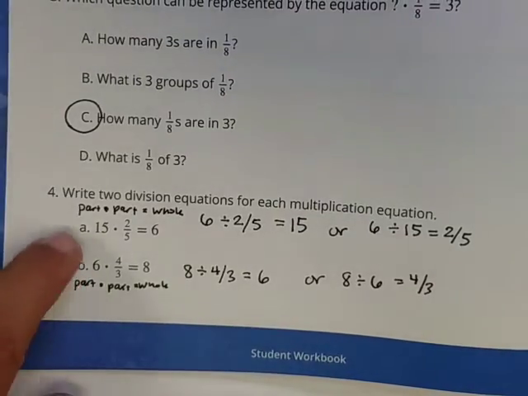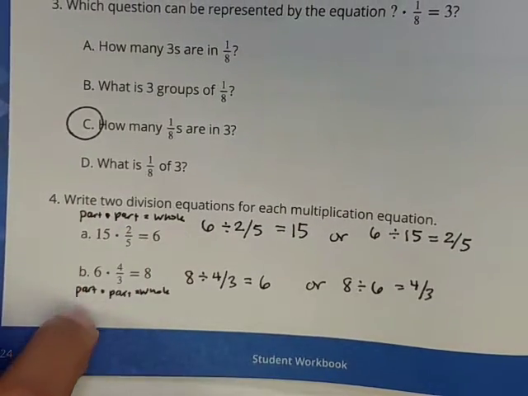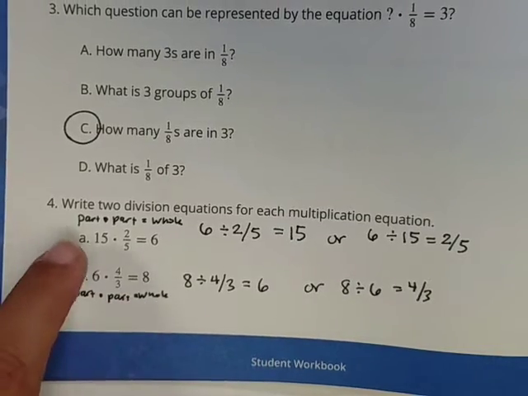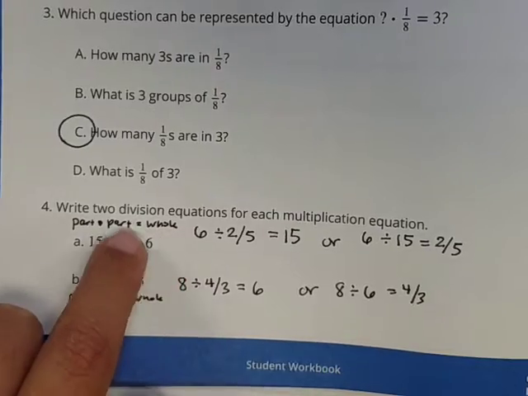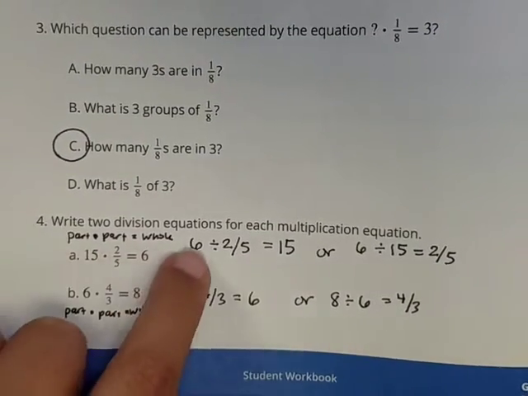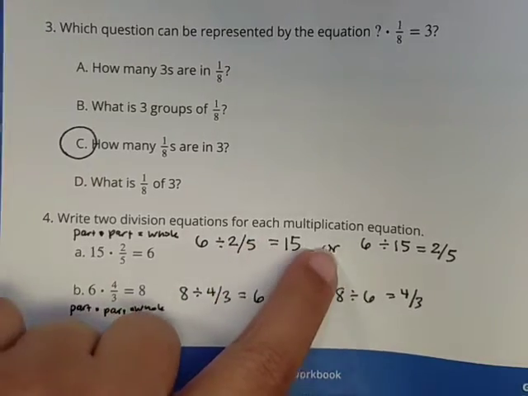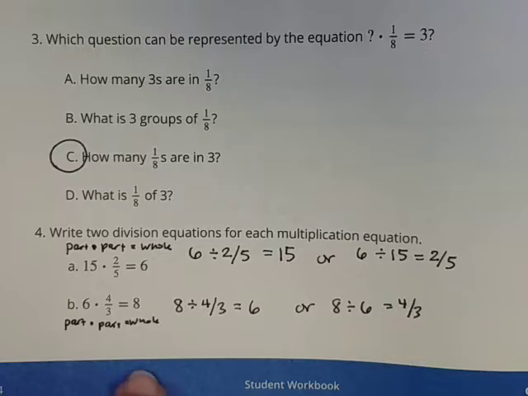Question 4, just remember multiplication is part times part equals whole. So when you're changing to division, what you want to do is your whole divided by one of your parts. So if my whole is 6, I'm going to divide by one of these. So 6 divided by 2/5 is 15, or 6 divided by 15 is 2/5. So just make sure the order does matter.